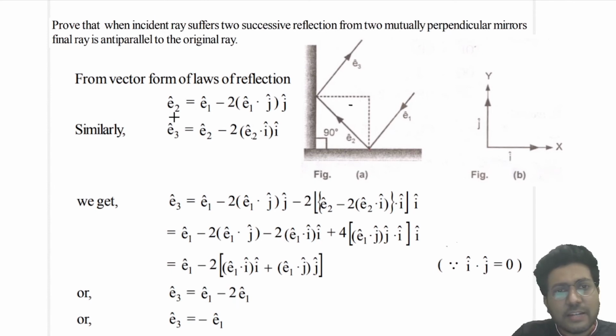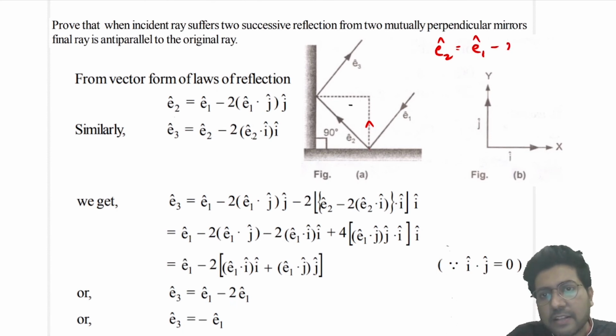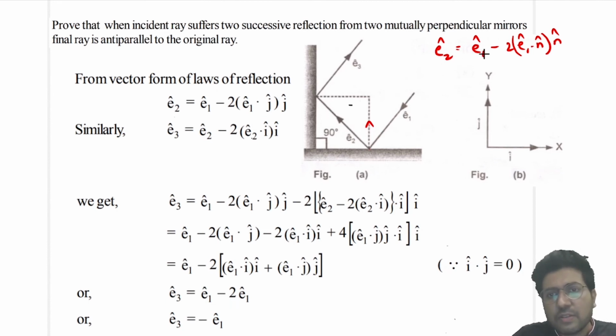So you can say E2 cap is E1 cap minus 2. Now the normal vector here is J cap, right? So you know this formula now. E2 cap is equal to E1 cap minus 2 E1 cap dot N cap into N cap, right? So we are using this here. Now E2 cap is equal to E1 cap minus 2 E1 cap dot J cap into J cap. Okay.